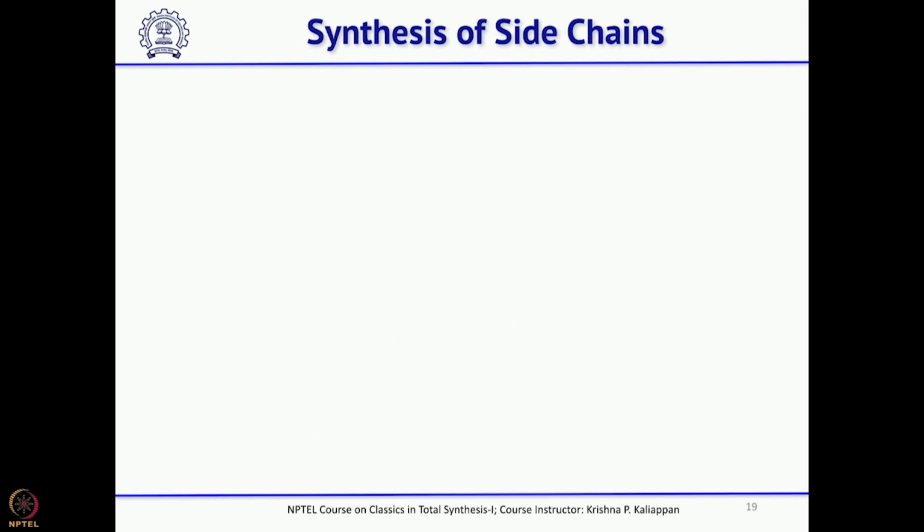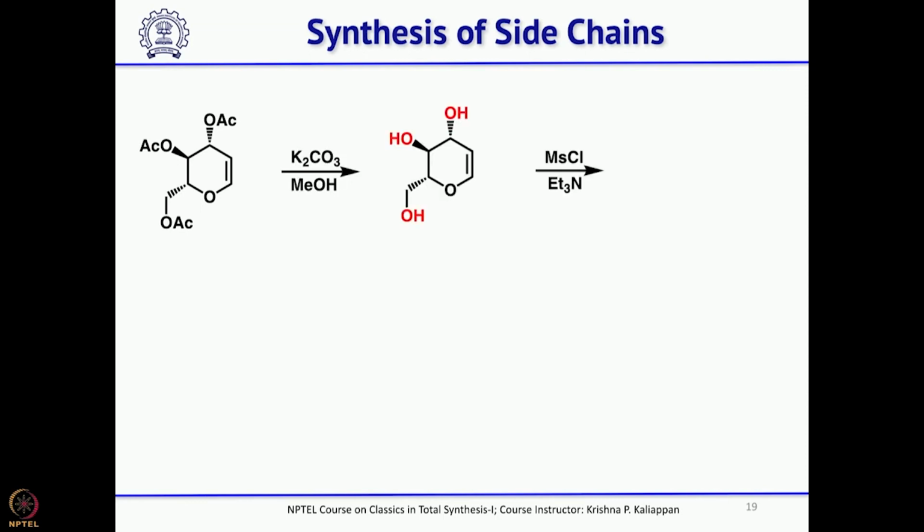So, one side chain is already prepared. The second side chain is started with D-glucol. The triacetate was hydrolyzed to get the triol. Then the primary alcohol was methylated. Then both the secondary alcohols were acetylated.